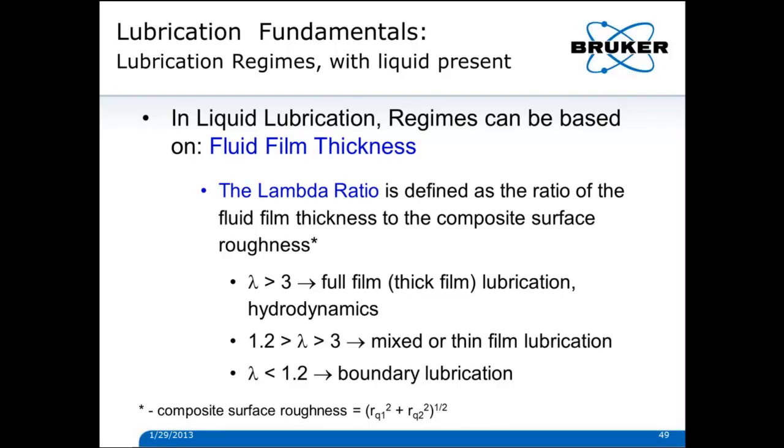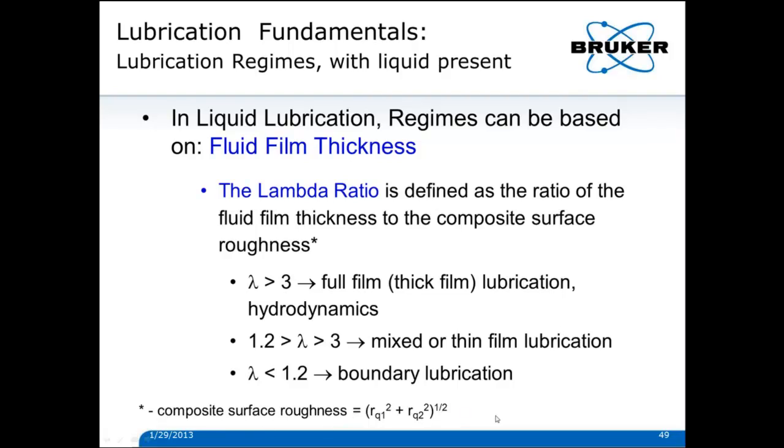When we think about lubrication with liquid present, we can think in terms of lubrication regimes. People have decided regimes can be based on fluid film thickness. It's a very simple analogy. There's a factor called the lambda ratio. The lambda ratio is defined as the ratio of the fluid film thickness, which can be measured or calculated, to the composite surface roughness, and that can certainly be measured much more easily. Composite roughness is made up of the root mean square roughness of surface 1 squared plus the root mean square roughness of surface 2 squared, all under a square root. That's the composite surface roughness.